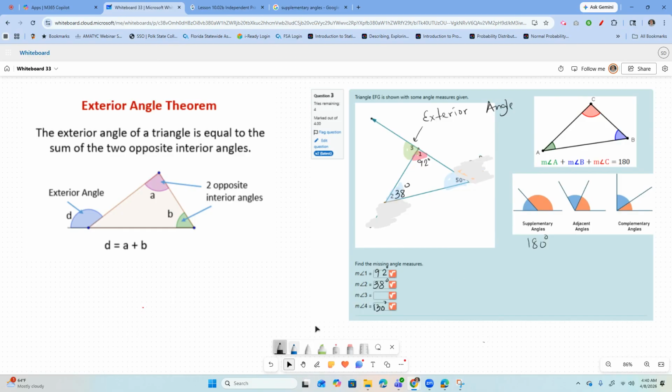So let's do that really quick. 38 plus 50, you can see I'm going to get 88. Okay, so angle number 3 is 88 degrees. And that's how you do this problem. Let's go to the next one.